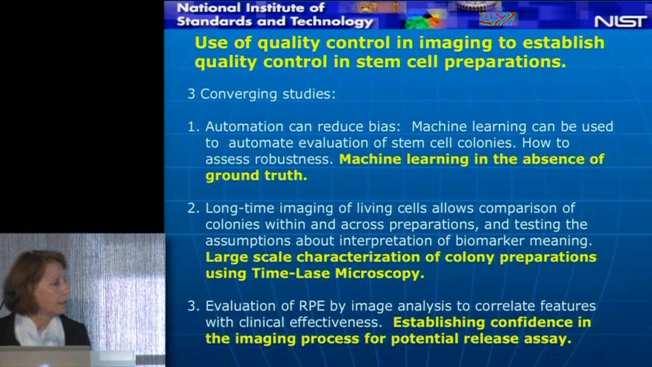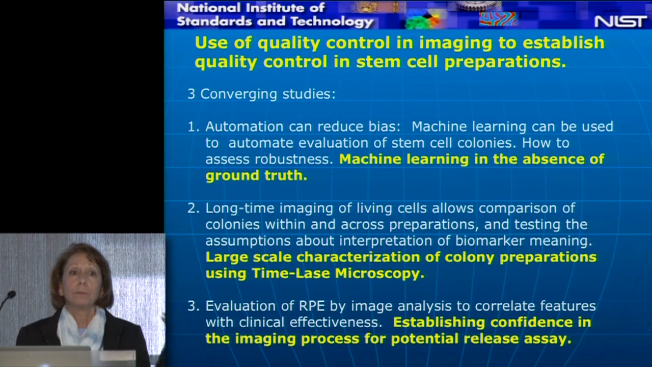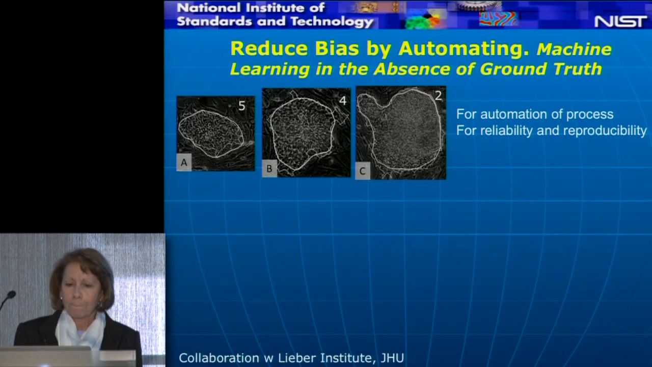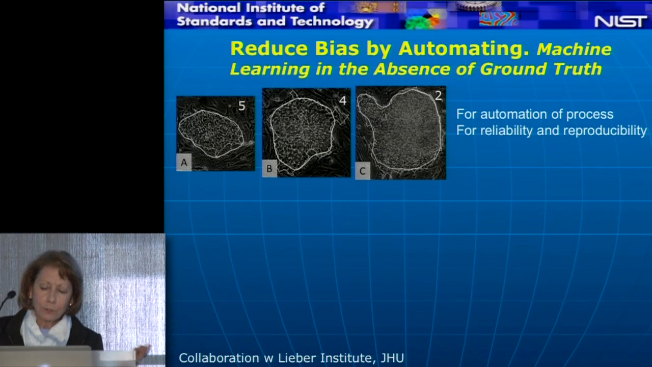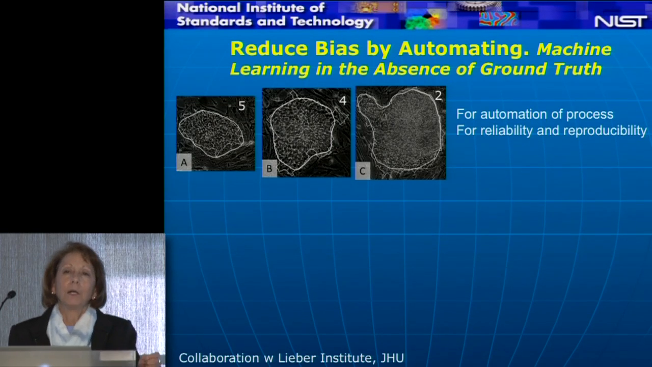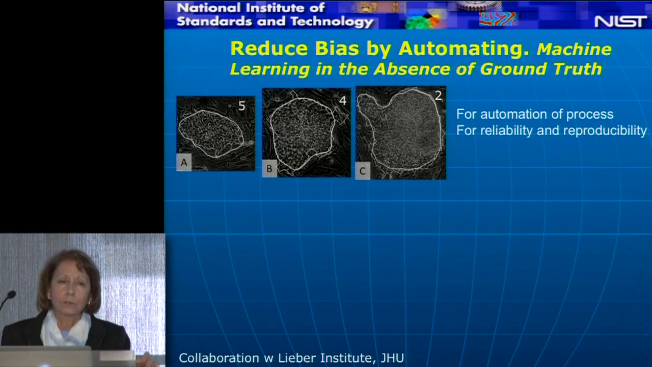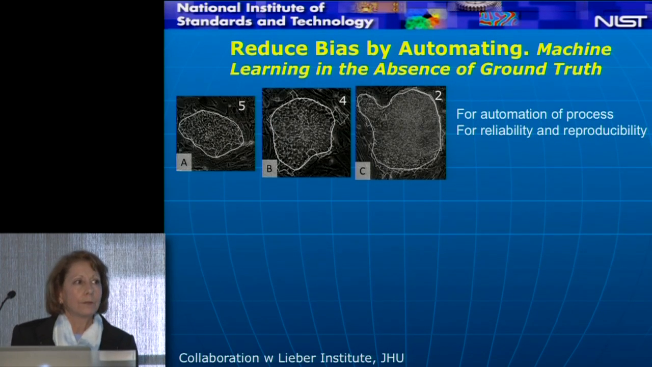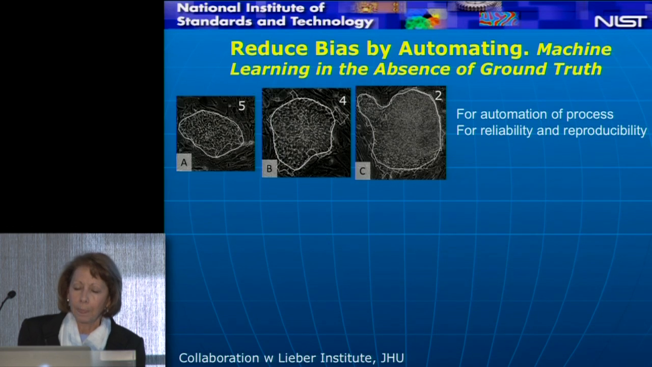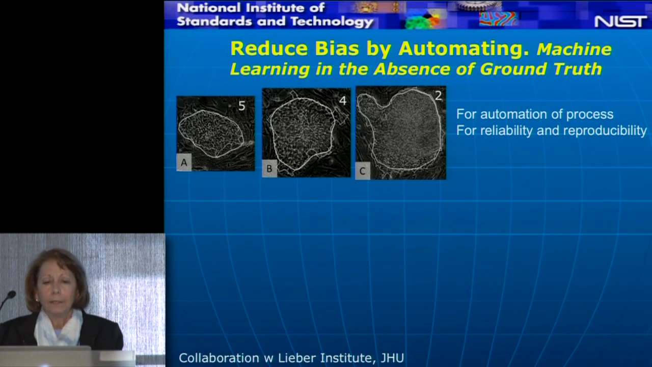And then the third thing I want to just touch on very briefly is a new study that we're starting. We're concerned about how to establish confidence in the imaging process that might be useful for a release assay. Okay, so automation can reduce bias, and there's going to have to be more and more automation in this whole process of cell therapy manufacturing and determining of criteria.